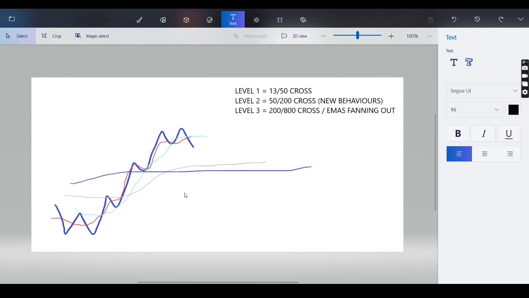In today's episode I'm going to talk about counting levels using EMAs. This is one of the most advanced things that I've analyzed and seen on the charts, and please stick to the end of the video as we have new behaviors that are occurring on level 2.